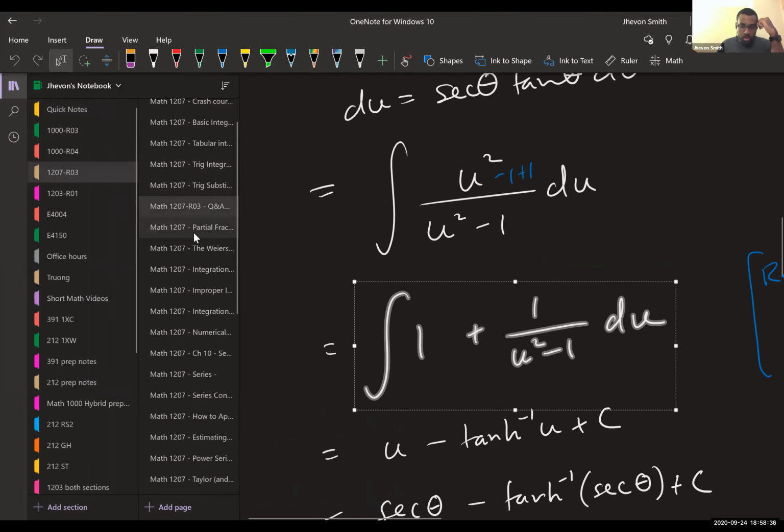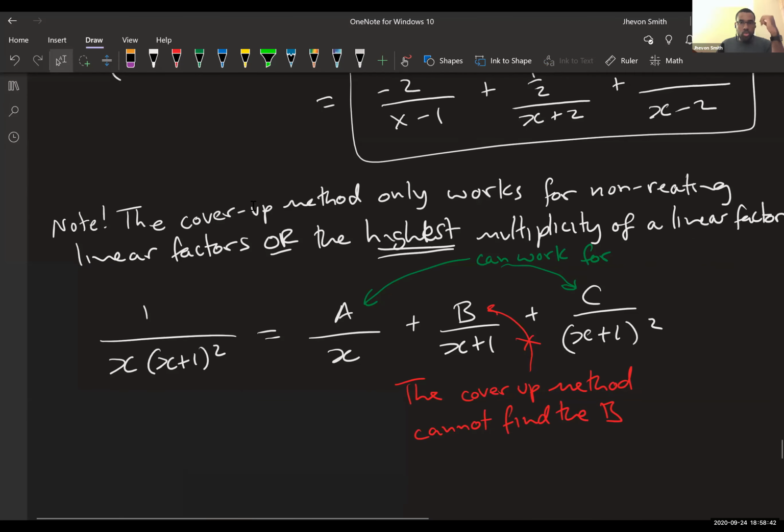It works for rational functions, ratio of polynomials. So partial fractions works for a ratio of polynomials where the denominator factors and the fraction is proper. So you need those three things. It needs to be a ratio of polynomials, the denominator needs to be factorable, and the highest power in the denominator must be larger than the highest power in the numerator. If you don't have any of these, partial fractions won't work.